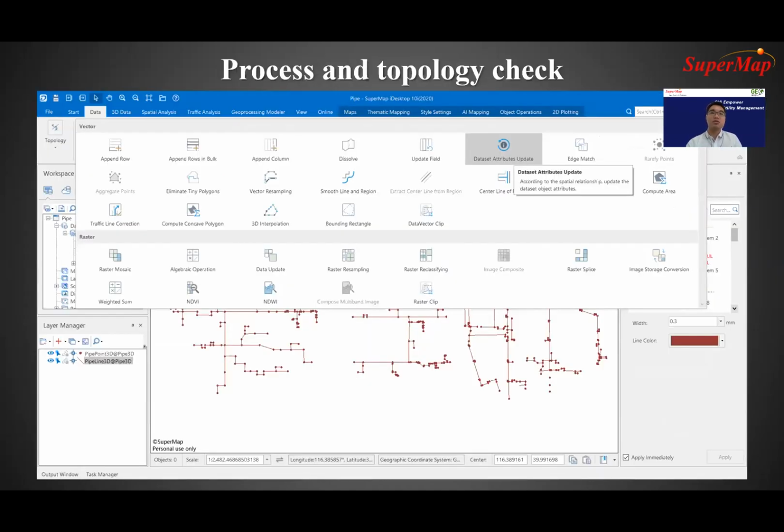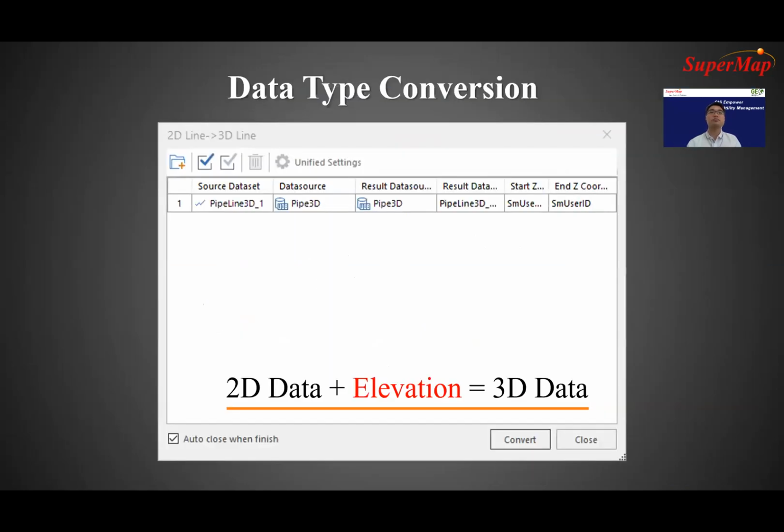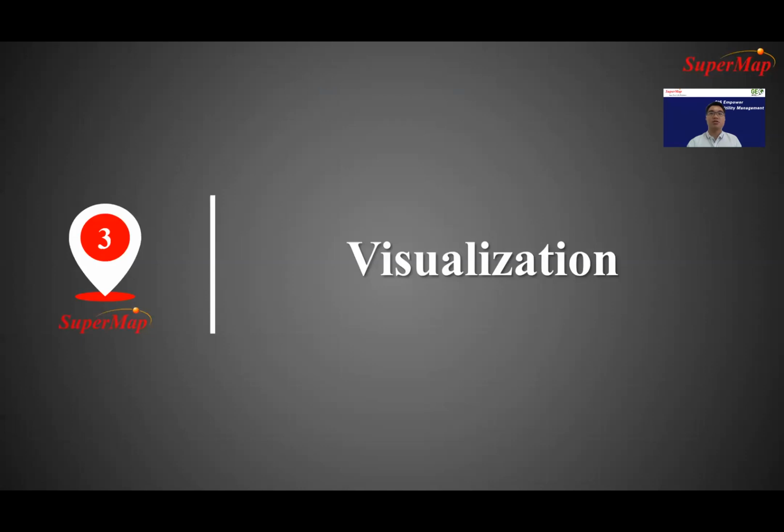And also we can update some attributes to our pipeline data. And we can also set some marker symbol layers. And not only 2D, we can also add the height for all the data, and then we can make the 3D pipeline data. So this is also the topological effect.